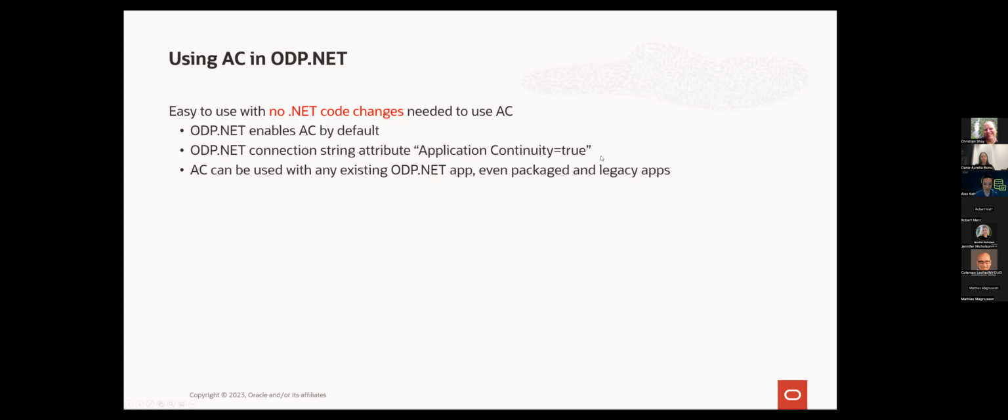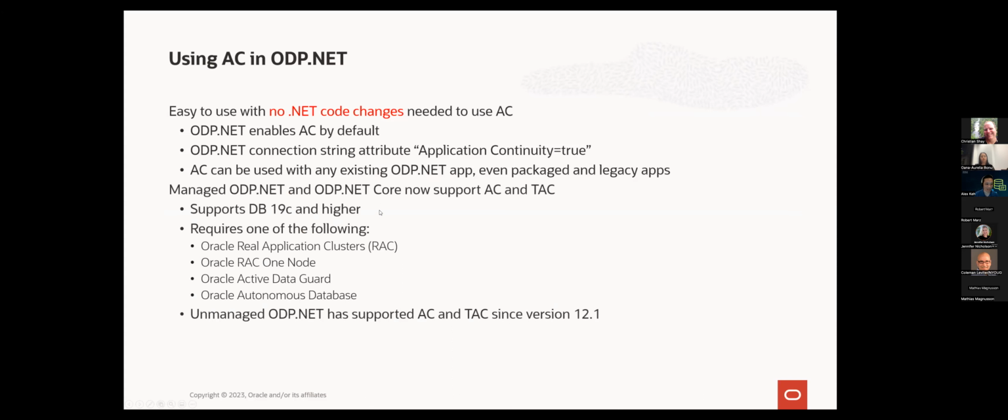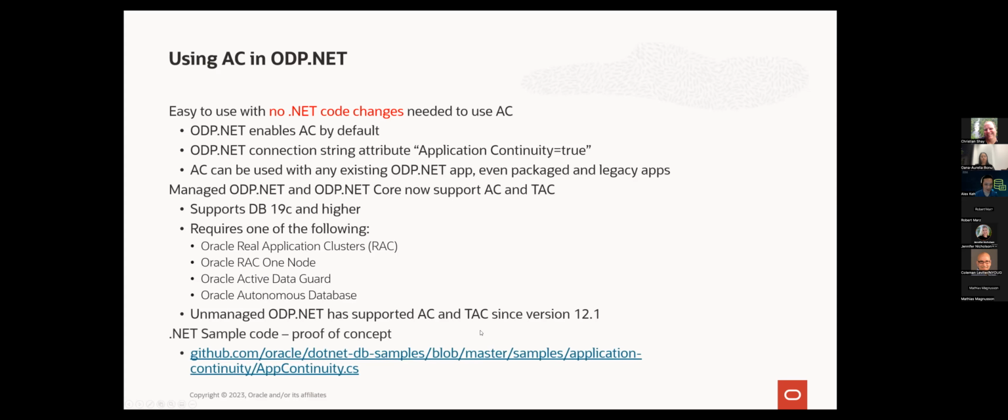There's a connection string attribute called application continuity, and that should be set to true by default. So if you don't change your app, if you've never touched this attribute, then you should be good once you enable application continuity on the back end and use 23c on the front end. And so you can easily use it with any packaged app or legacy app. All you need is to upgrade the client side. We support 19c and higher. And these are the different places you can use AC: RAC One Node, Active Data Guard, and of course, Autonomous Database. With unmanaged, you've always had it, but now you can get it with managed and core.